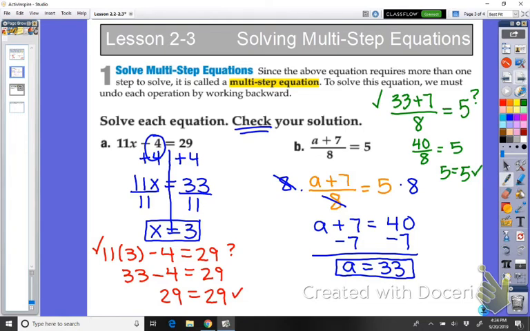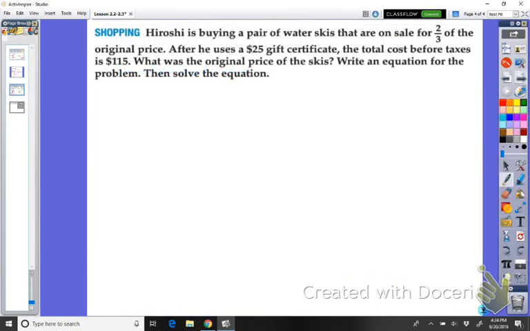And the last problem is a word problem. Hiroshi is buying a pair of water skis that are on sale for 2/3 of the original price. After he uses a $25 gift certificate, the total cost before taxes is $115. What was the original price of the skis? Write an equation for the problem and then solve it. I always highlight the question, what was the original price of the skis? Because that's going to be my variable. We'll say let P equal original price of skis.